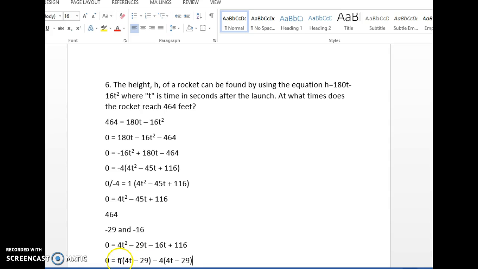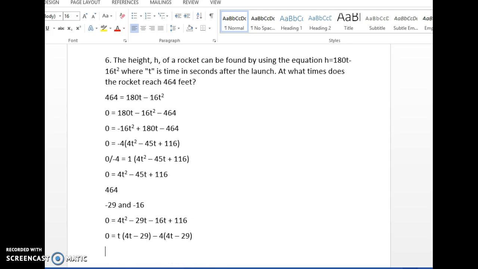Now before you go any further, it's a good idea to go ahead and double check by distributing. And you can see that t times 4t equals 4t squared. T times -29 equals -29t. -4 times 4t equals -16t. And -4 times -29 equals positive 116. Alright, so that tells us we factored it correctly.